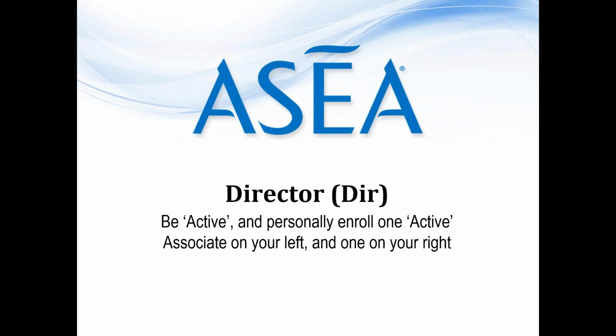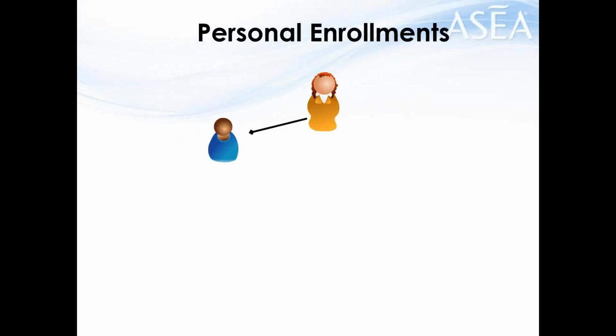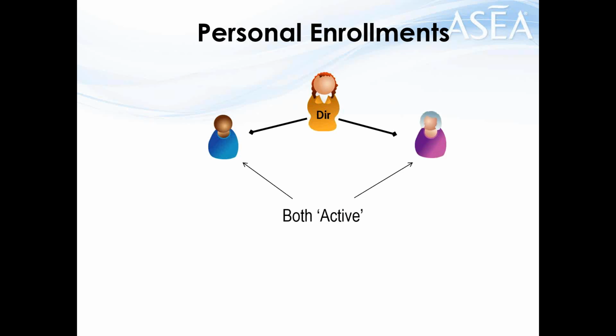So first rank after becoming an associate is the director, and that is if you are active and personally enroll 1 associate on your left and 1 active associate on your right. So if this is you, personally enroll 1 left and right, and they're both active, meaning they purchased at least 100 PV within the last 30 days. Congratulations, you're now a director.